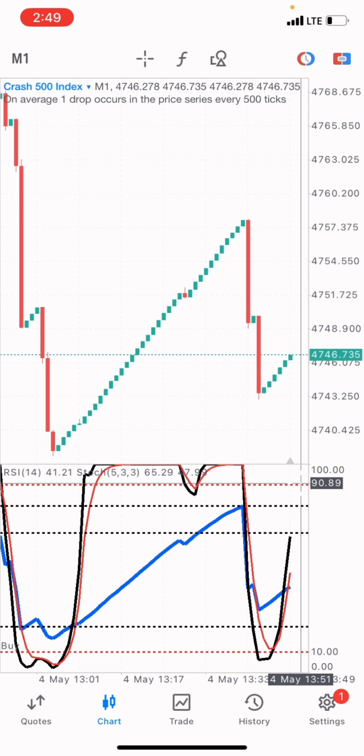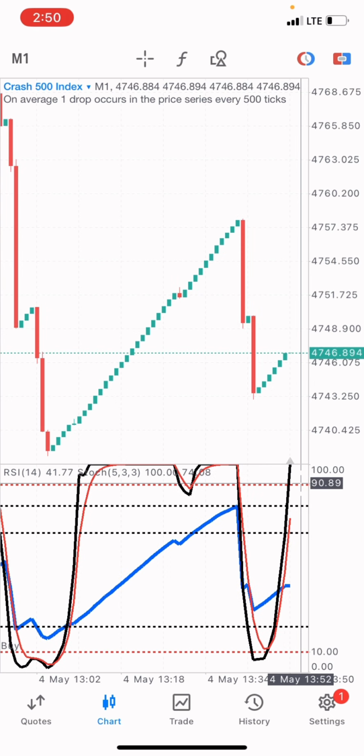Price at the overbought. So guys, I believe after watching this particular video, you now understand how to trade the Crash 500 index using the RSI and the stochastic oscillator indicator to trade perfectly and get 3 short candlesticks successfully.